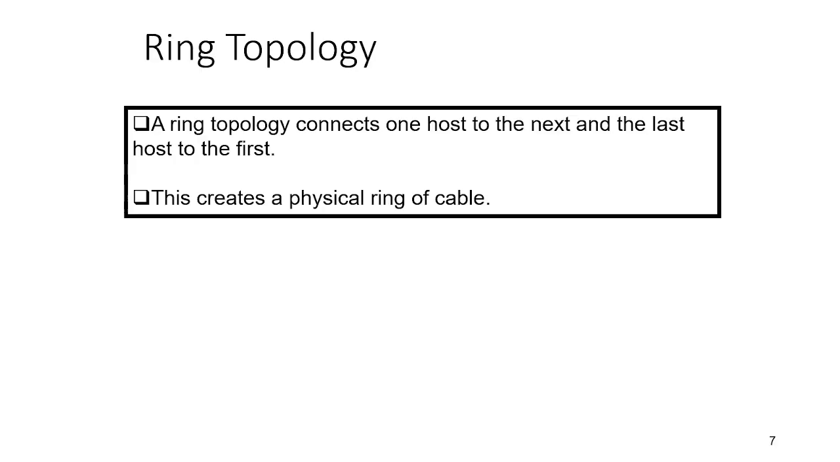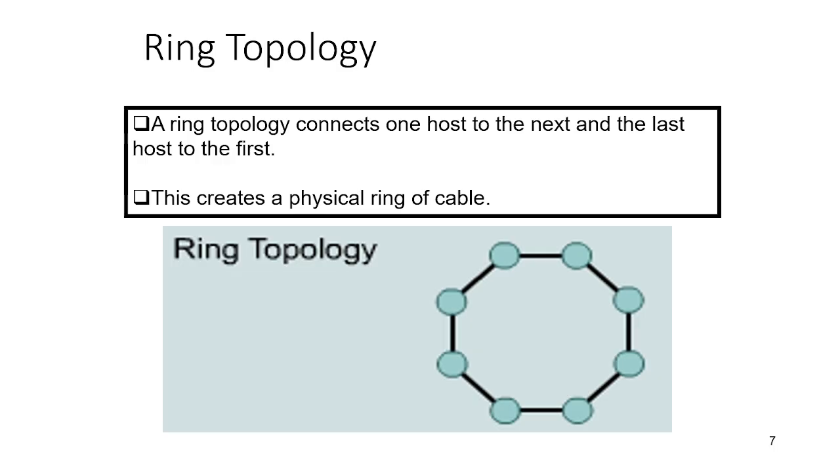Next is ring topology. In the ring topology, computers are connected in a circular structure where each device is connected to exactly two other devices. This forms a closed loop or ring. Data travels around the ring in one direction from one node to another until it reaches the destination. In some networks, a special data packet called a token is used to control communication. Only the device holding the token is allowed to transmit data.